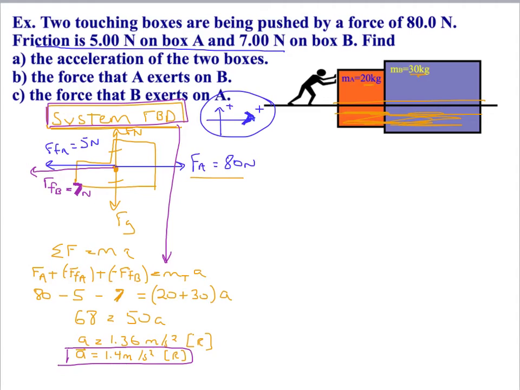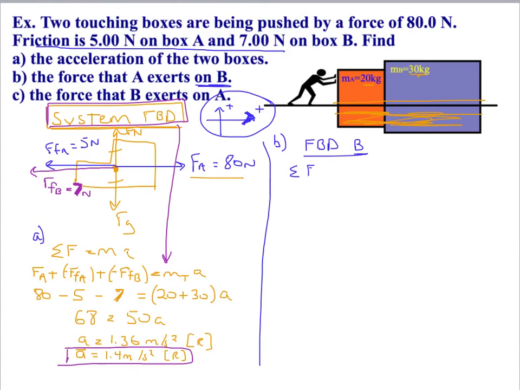The second part of the question asks for the force that A exerts on B. So let's see if we can squeeze that over here. This was part A. This over here then is part B. What force does A exert on B? If we're looking for stuff on B, I'm going to look at block B. So instead of a system free body diagram, I'm going to do a free body diagram just for block B, block B on its own.